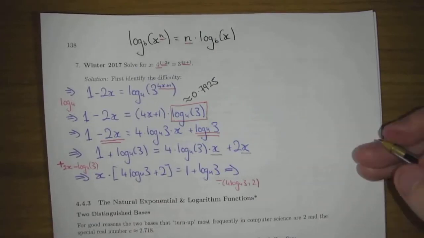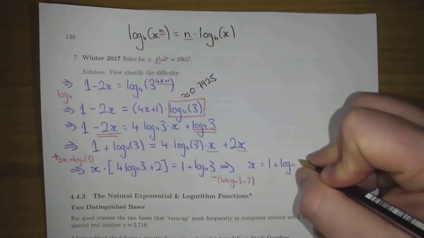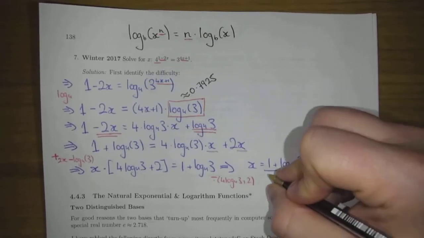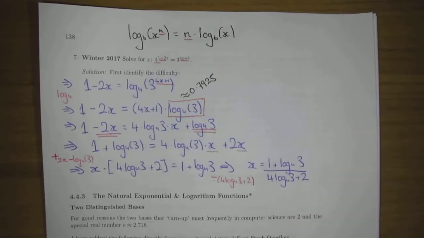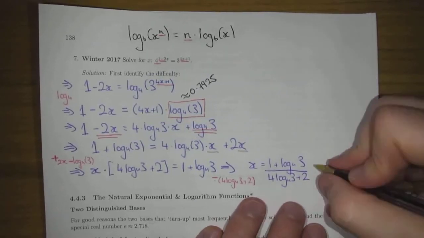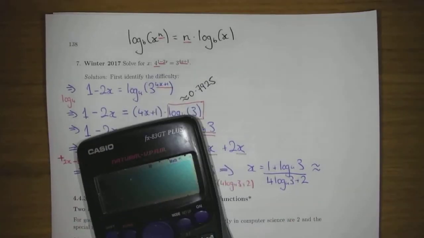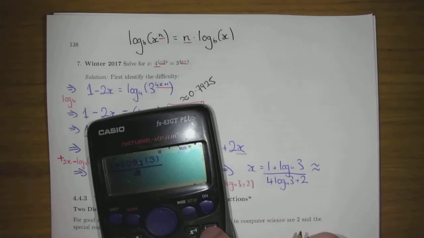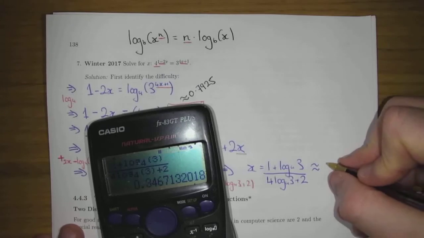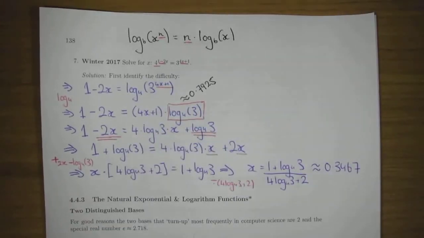to get a final answer of x is equal to 1 plus log base 4 of 3 over 4 log base 4 of 3 plus 2. And if I want, I can estimate this to maybe 4 significant figures. 1 plus log base 4 of 3, over 4 times log base 4 of 3 plus 2. 4 significant figures, 0.3467.